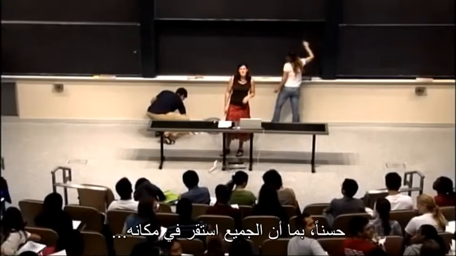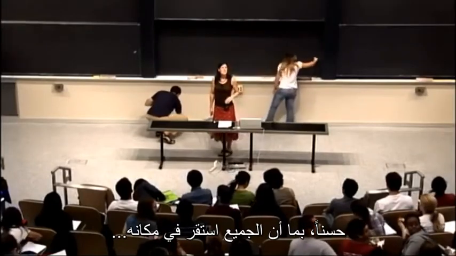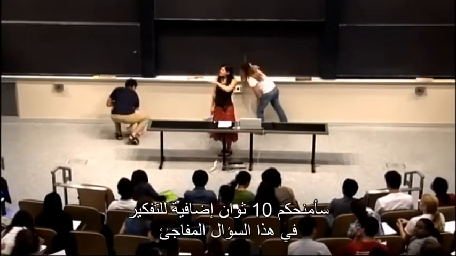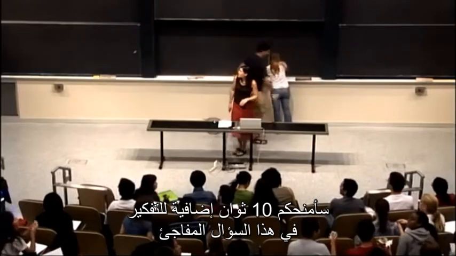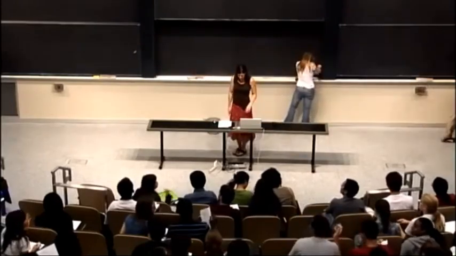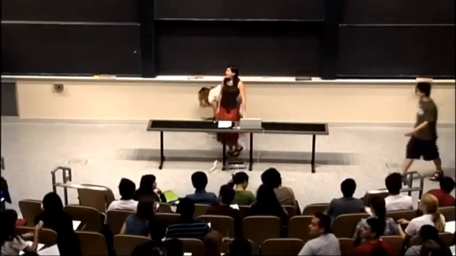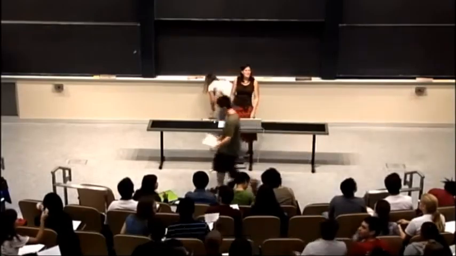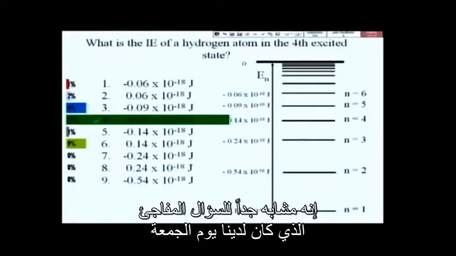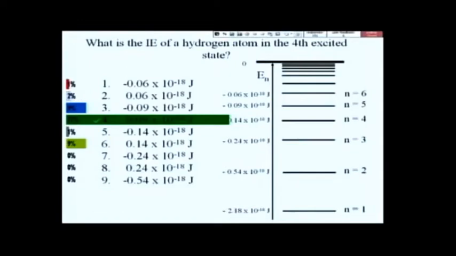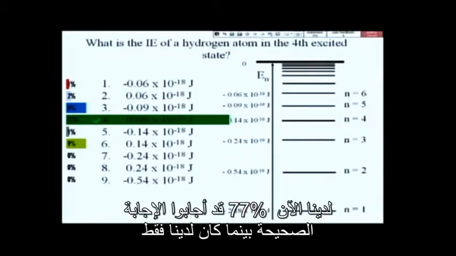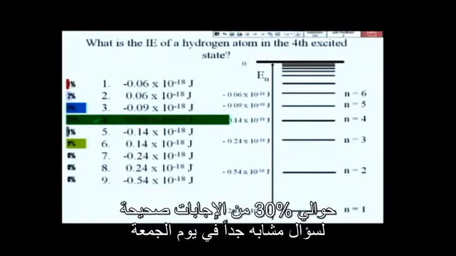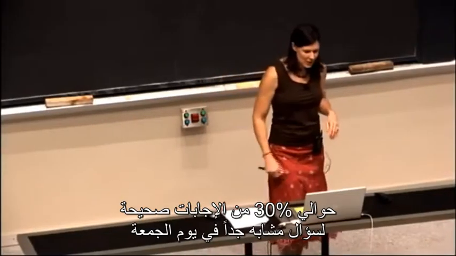All right, as everyone finishes getting settled in, why don't you take 10 more seconds on the clicker question here? And let's see how you did on this. This is very similar to a clicker question that we had on Friday. Okay, so let's get started here. It looks like we are doing a lot better. We now have 77% getting the correct answer. We only had about 30-something% on Friday for a very similar question.